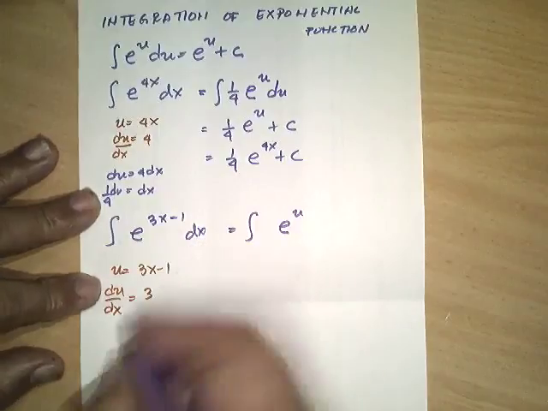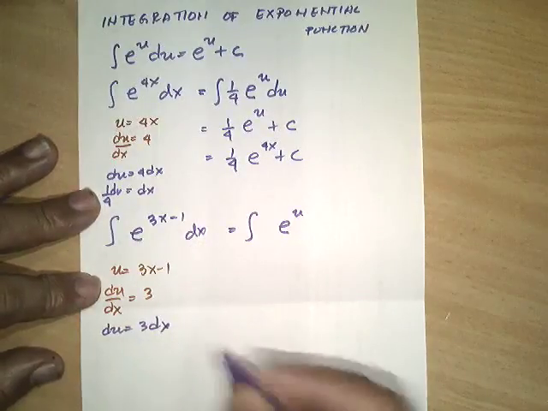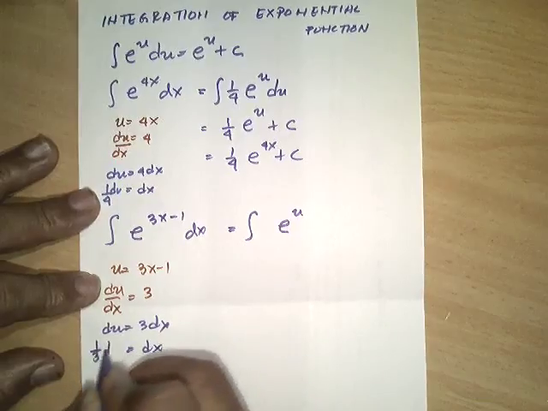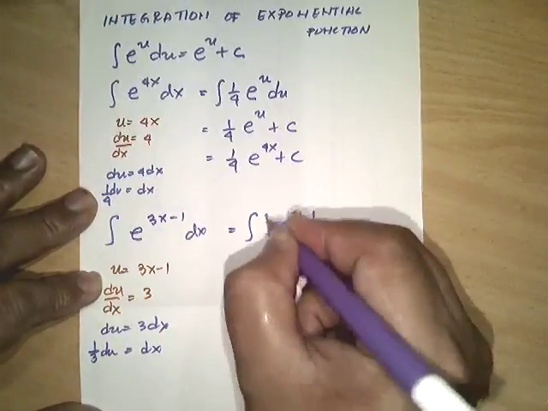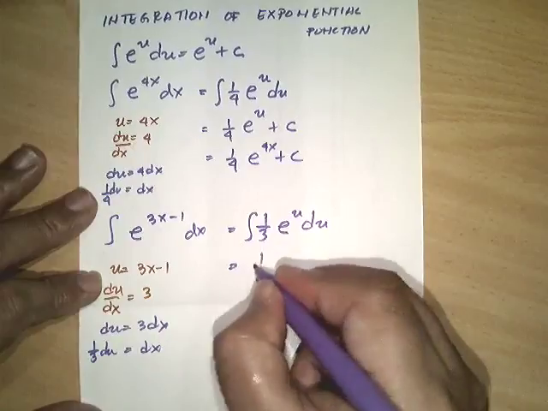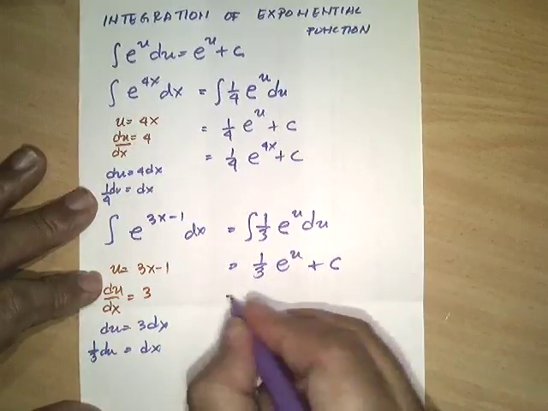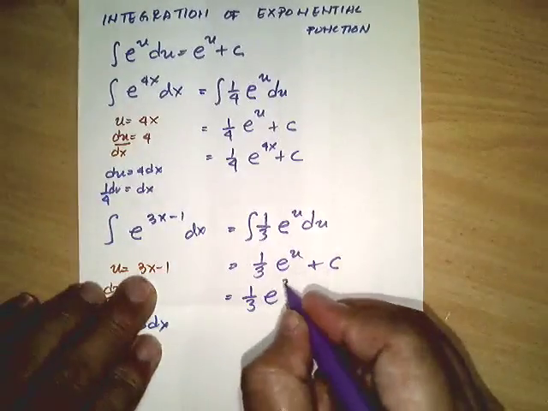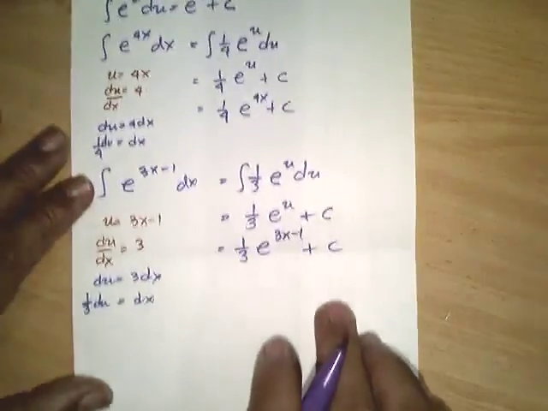For dx, from here you're going to say du is equal to 3 dx, so dx is equal to 1/3 du. So that is now du times 1/3. This is now equal to 1/3 e to the u plus c. Then you plug back the u, which is 3x minus 1, plus c. So that is the final answer.